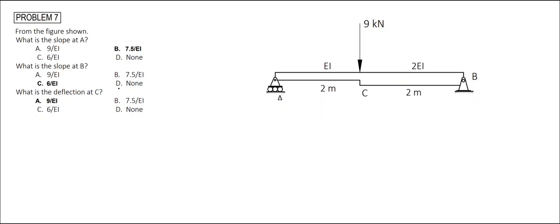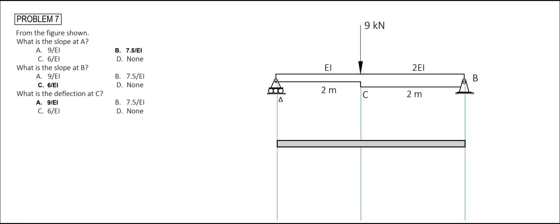In this problem, we are given a figure shown, and we are tasked to calculate the slope at A, at B, and the deflection at C. And the best way to solve this problem is by using the conjugate beam method, knowing that our beam here is non-homogeneous. So first, let's solve for the reaction at the support.